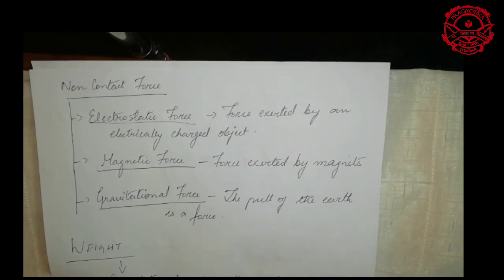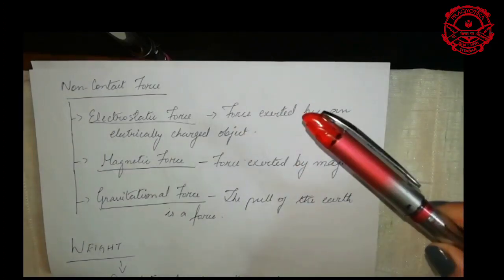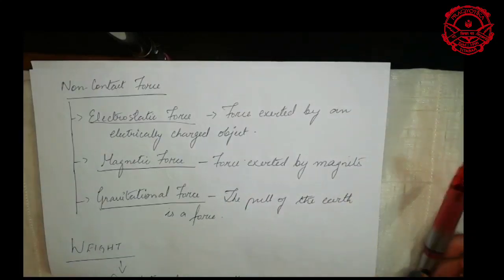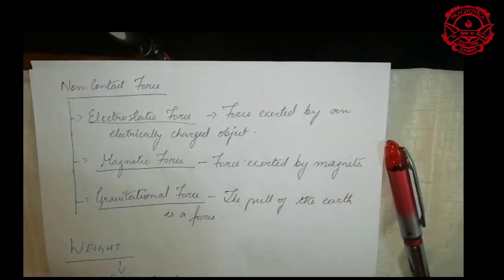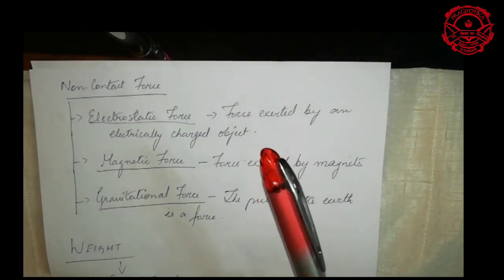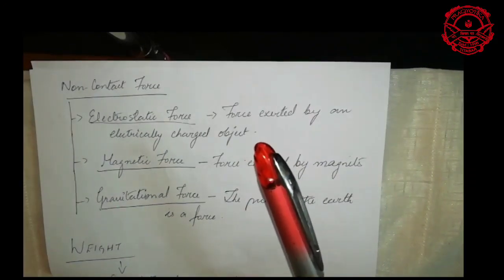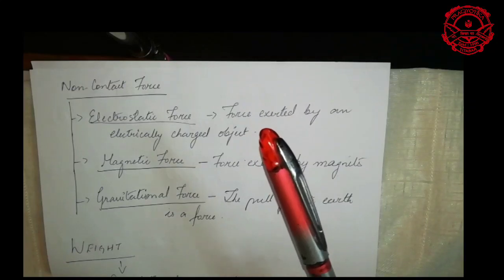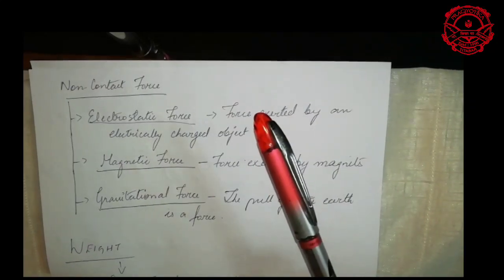If I take a plastic comb, think that this pen is a plastic comb, and if I rub it on my dry hair, this plastic comb becomes electrically charged. Then when it becomes electrically charged, it will exert an electrostatic force on those uncharged tiny pieces of paper.